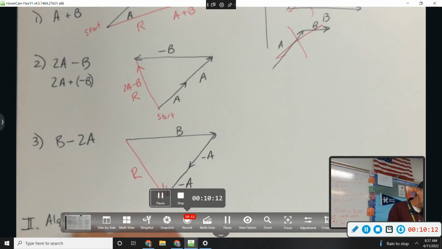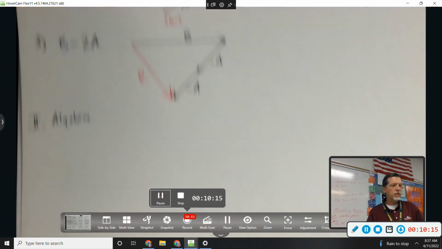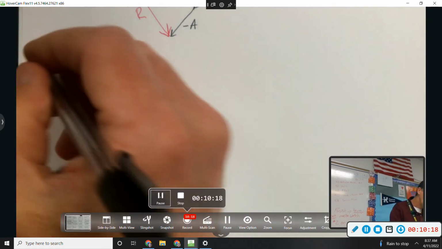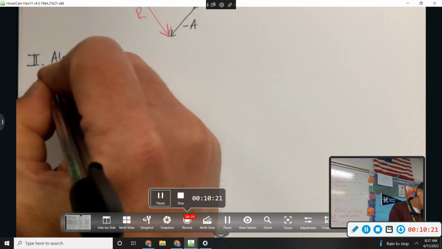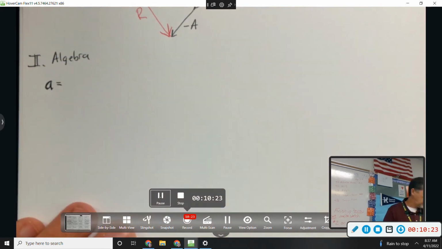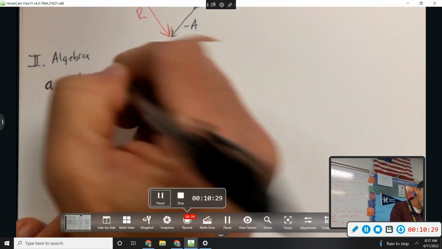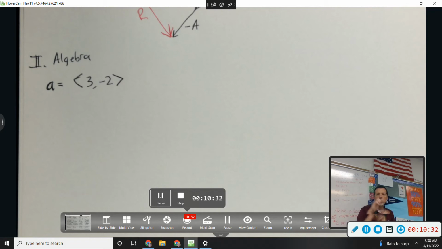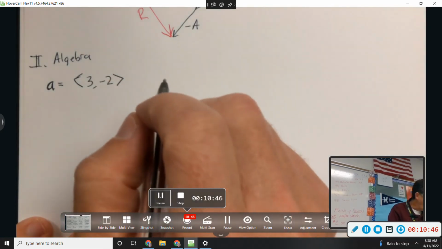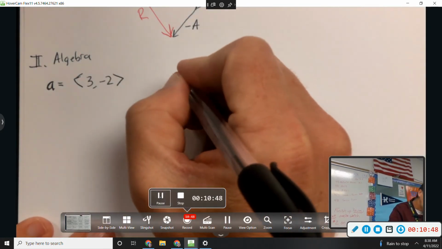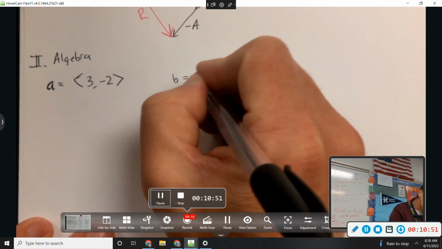All right, that's the drawing part. Next comes the algebra part. So let's say vector A is, and there's a couple ways to write vectors, so we're going to kind of see that on the fly here, ⟨3, -2⟩ with little brackets, but not square brackets. I don't know, angle brackets? Not parentheses, because that'd be an ordered pair. So ⟨3, -2⟩. Let's say vector B is ⟨-1, 2⟩.